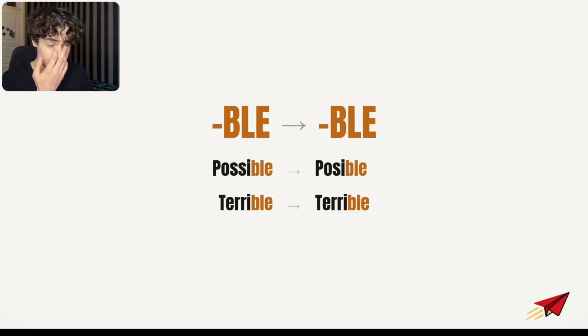Words that end in "ble" are sometimes the same, but sometimes it can be "able" or "ible," depending on the English word. So posible, possible; terrible, terrible. Horrible would be horrible. The H is silent there.